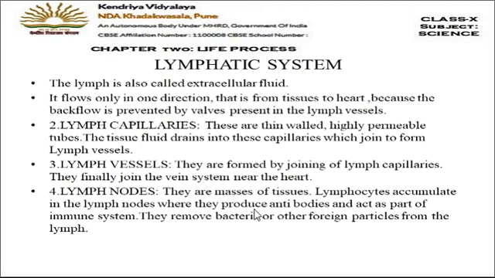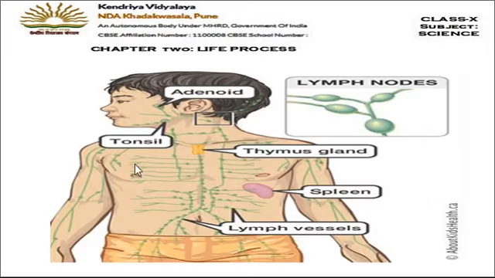So lymph nodes are the masses of the tissues. Lymphocytes accumulate in the lymph nodes where they produce antibodies and act as a part of the immune system. How are they a part of the immune system? Because lymphocytes present in the node areas fight with the germs and the bacteria, so they are strengthening the immune system. They remove the bacteria and any other foreign particle from the lymph. So this is how the lymphatic system looks, and these are the lymph nodes.